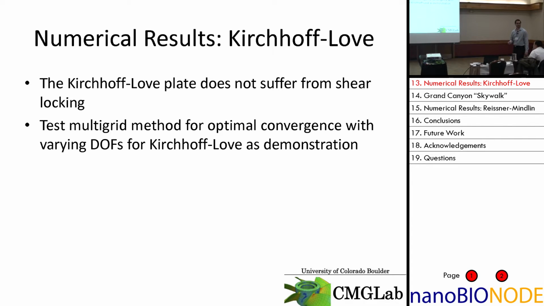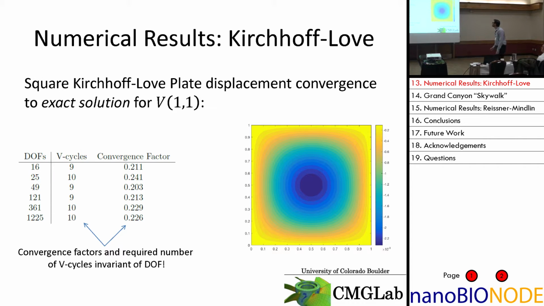So the first numerical results I'm going to present are Kirchhoff-Love. It doesn't suffer from shear locking, so all we need to do is show that this converges independently of our degrees of freedom. This problem actually has an exact solution, just the uniformly loaded square plate. And you can see that our convergence factors are really great. It takes a number of V cycles to smooth this out, completely invariant of how many degrees of freedom we actually have in the system.